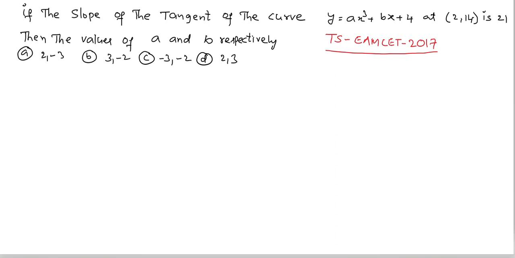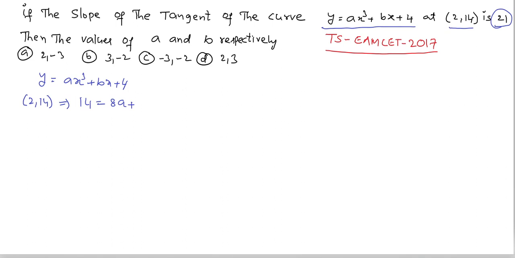If the slope of the tangent to the curve y is equal to ax cubed plus bx plus 4 at (2, 14) is 21, then find the values of a and b respectively. This is a TS EAMCET 2017 question. Here the given curve is y is equal to ax cubed plus bx plus 4. So this curve passes through the point (2, 14). Substituting this point in that curve, 14 is equal to a x cubed, that is 8a, plus 2b plus 4. From this, 8a plus 2b is equal to 10. This is the first equation.